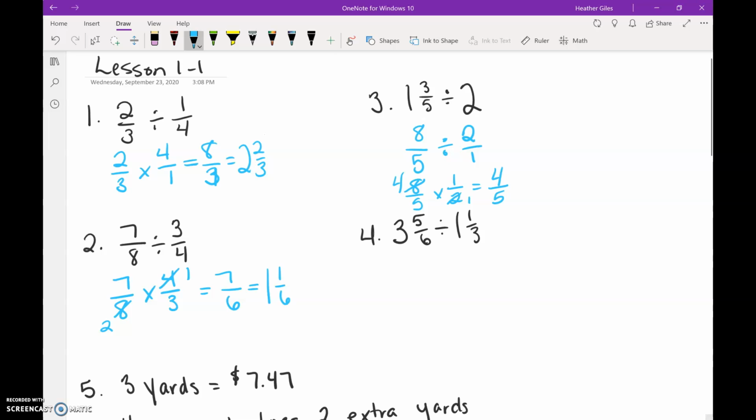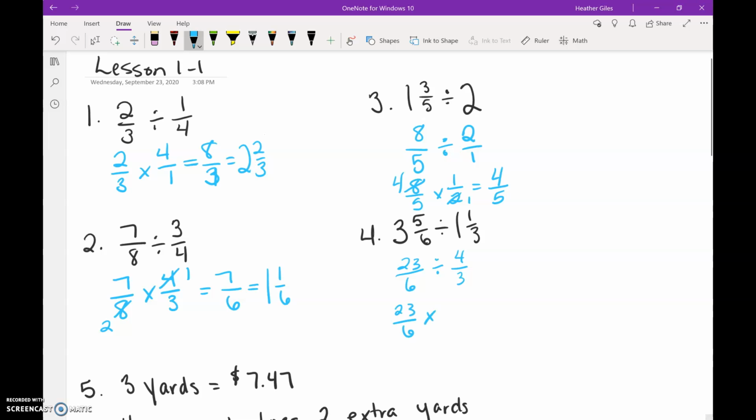All right, now we have two mixed numbers. So same as before, we're going to rewrite with improper fractions. 6 times 3 is 18, plus 5 gives me 23. 3 times 1 is 3, plus 1 is 4/3. Same process. Now I have to multiply by the reciprocal.